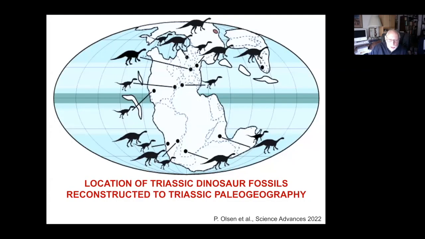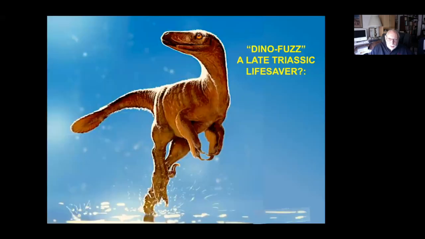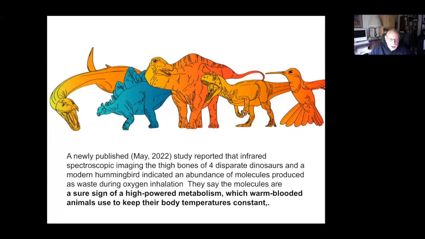And the dinosaurs, if you look at their distribution in the Triassic, they occupy the northern climates. They're cold climate critters. And so this dino fuzz that is increasingly thought to have covered these dinosaurs may have been a late Triassic lifesaver, as well as something else.